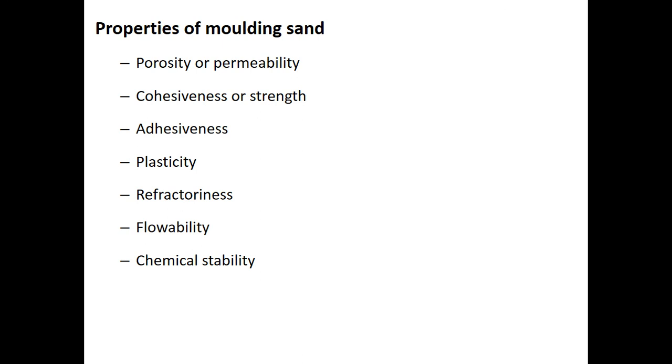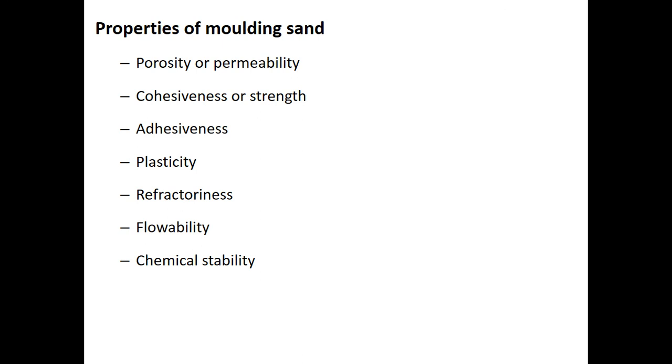The second property would be the cohesiveness or strength. It is the property due to which the sand particles stick together. The sand particles should stick together well. Only then will our sand mold have good strength. So the molding sand should have sufficient strength so that it does not collapse or get damaged during preparation or use. That is called cohesiveness, the property due to which the sand particles stick together.